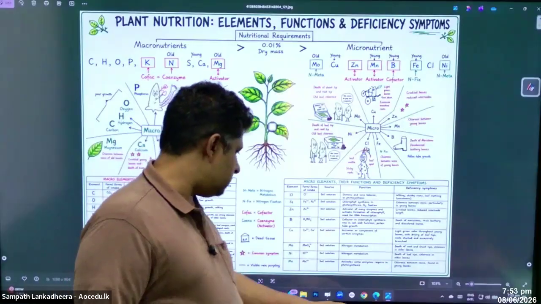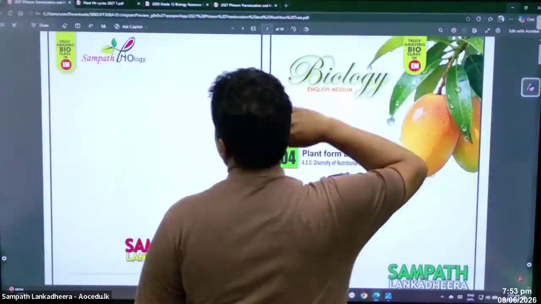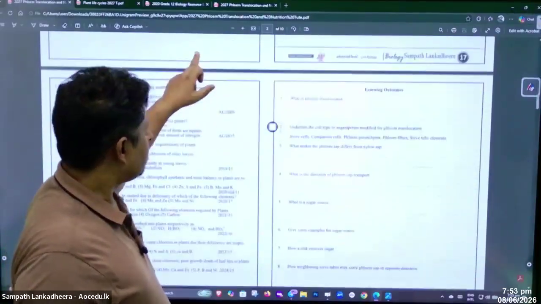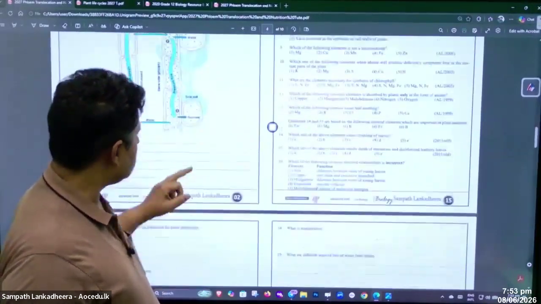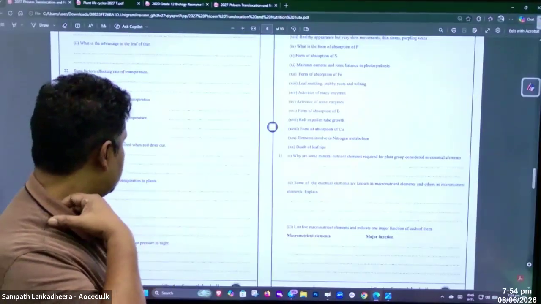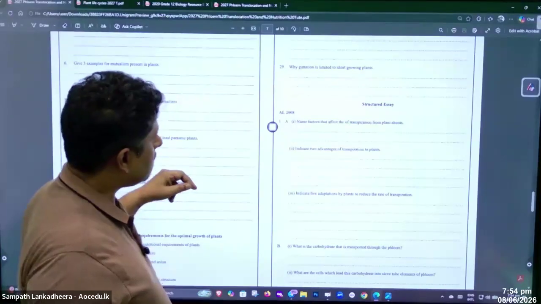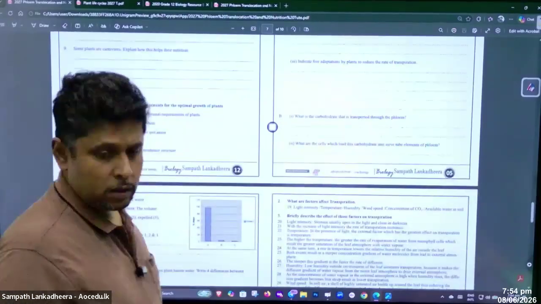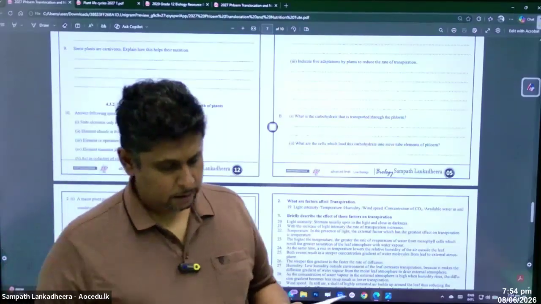So today's aim is to discuss this revision tute with you, right? The phloem transport part we are not supposed to discuss now. This will be taken in the weekend class. I wanted to discuss the nutrition part with you. Nutrition part. So find the tute, people.